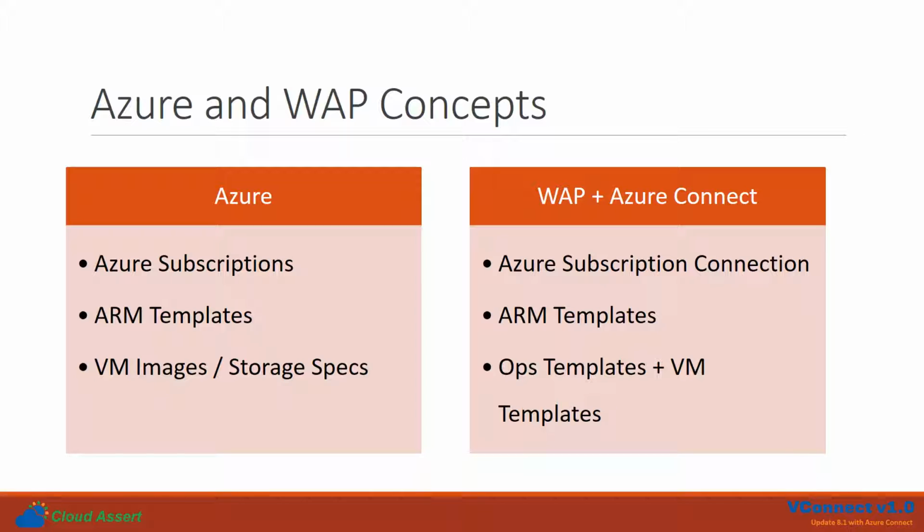It comes with a way to define the resources that you want to deploy to the public cloud. It's called ARM templates. So these templates define the resources or the virtual machine configurations that you want to deploy to Azure. It also specifies the VM images, the storage specs, network specifications, etc. So when you use Azure Connect with WAP, we leverage these existing technologies in Azure to help you deploy, provision and manage resources in Azure in a similar way to how you would do in a public cloud, but through this on-premise hybrid or private cloud based on WAP.